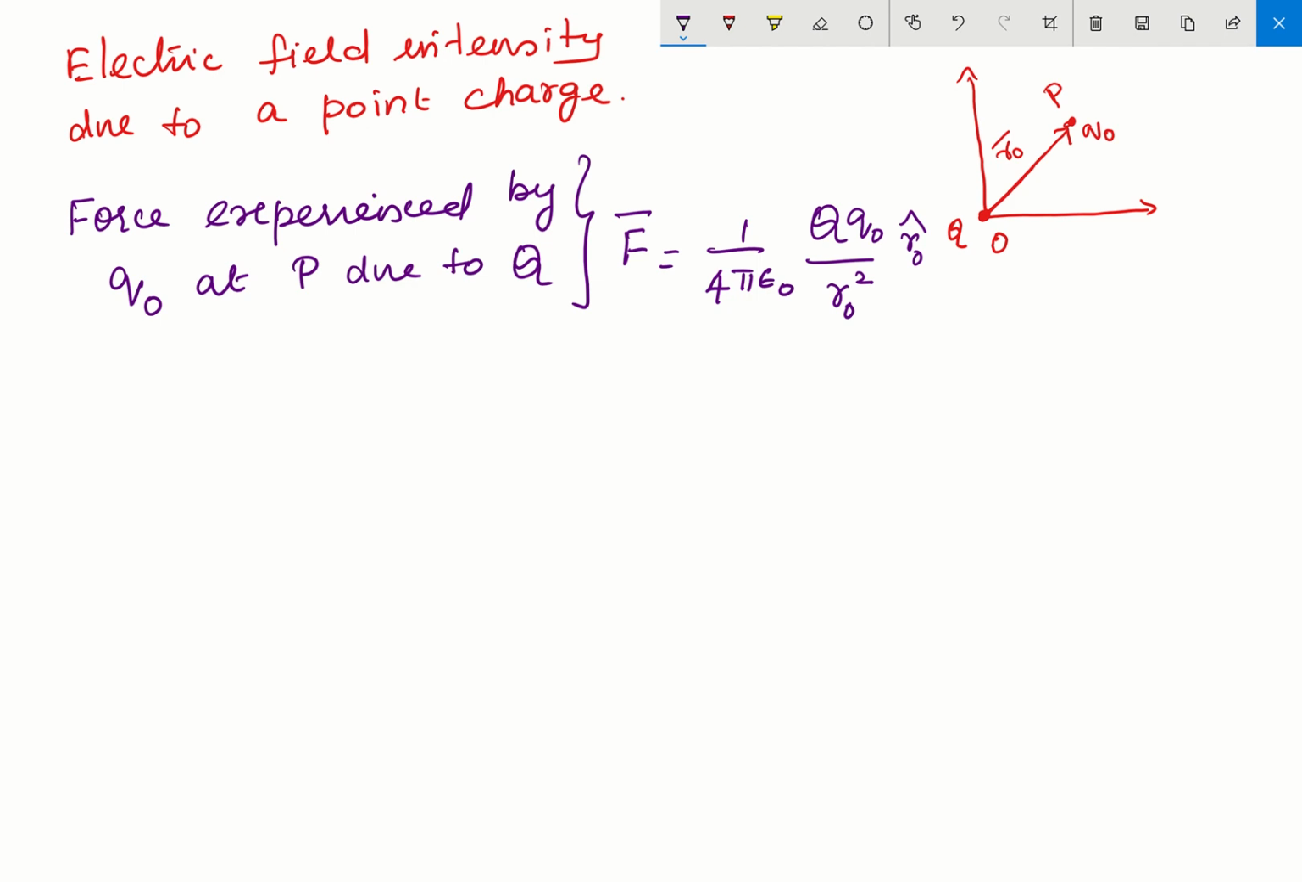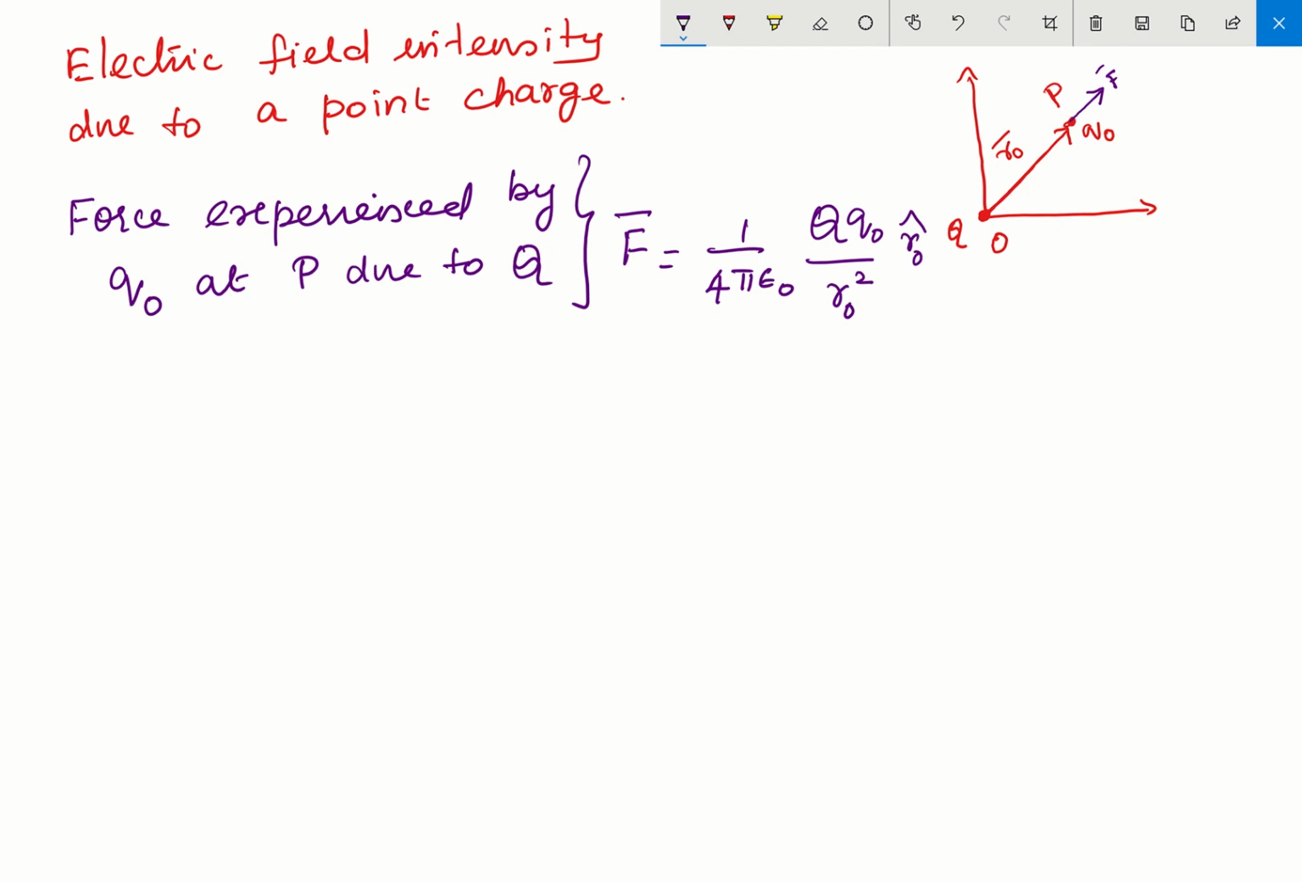Okay, therefore, if Q is a positive charge here, in which direction will it experience a force? It will be moving in this direction. So your force will be in this direction, correct? Force will be in this direction.